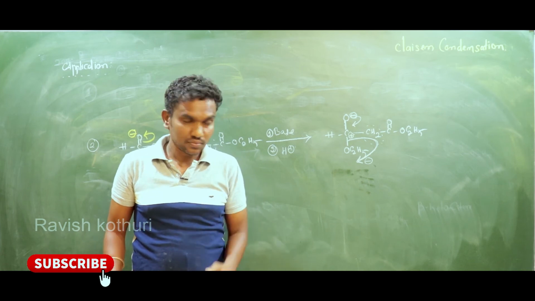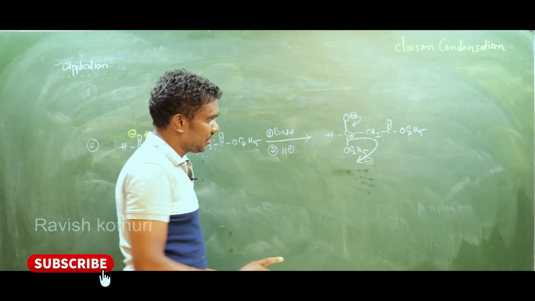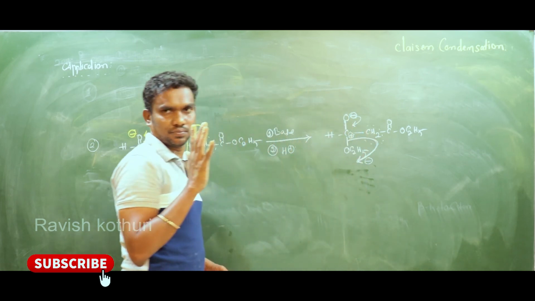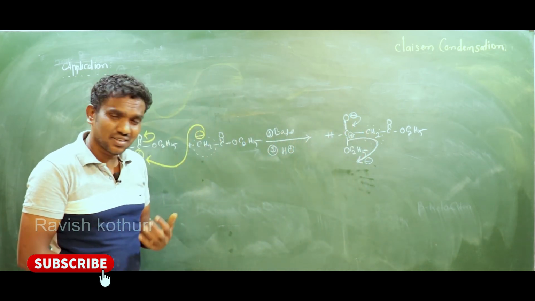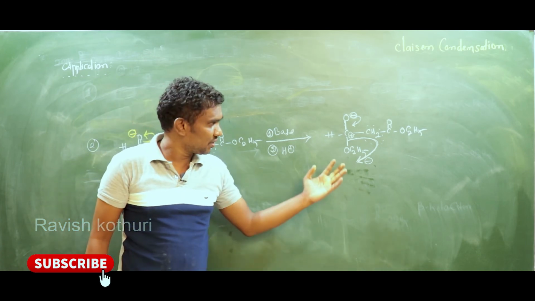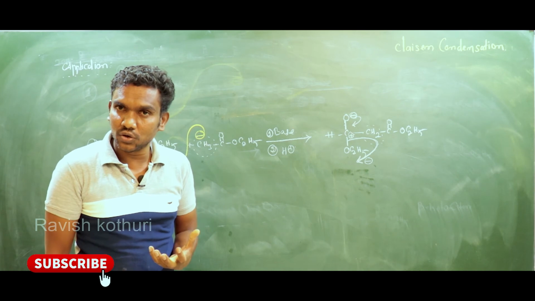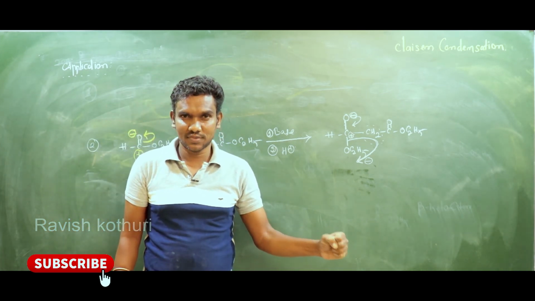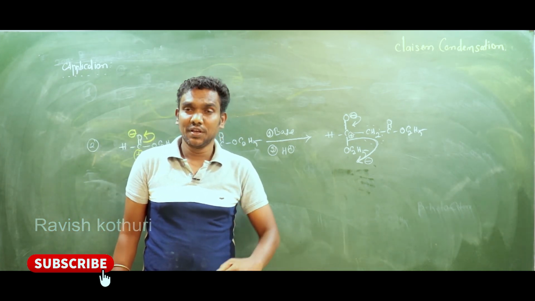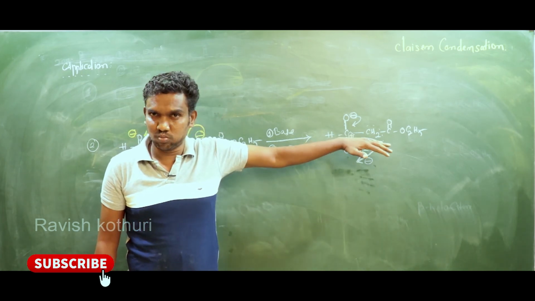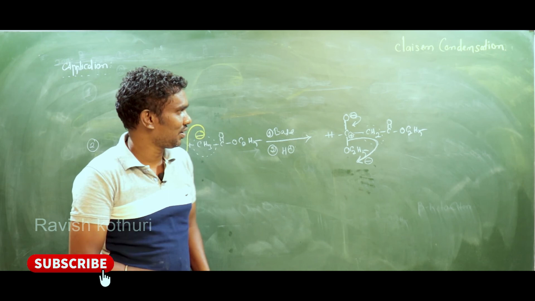Point number one, right? Point number two, see, this oxygen gets negative charge, this carbon gets positive charge. Sir, what is the reason to get oxygen negative charge? Because oxygen has more electronegativity than the carbon. So that is the reason. If heterolytic cleavage takes place, oxygen gets negative charge, carbon gets positive charge. That's all, my dear, that's all.